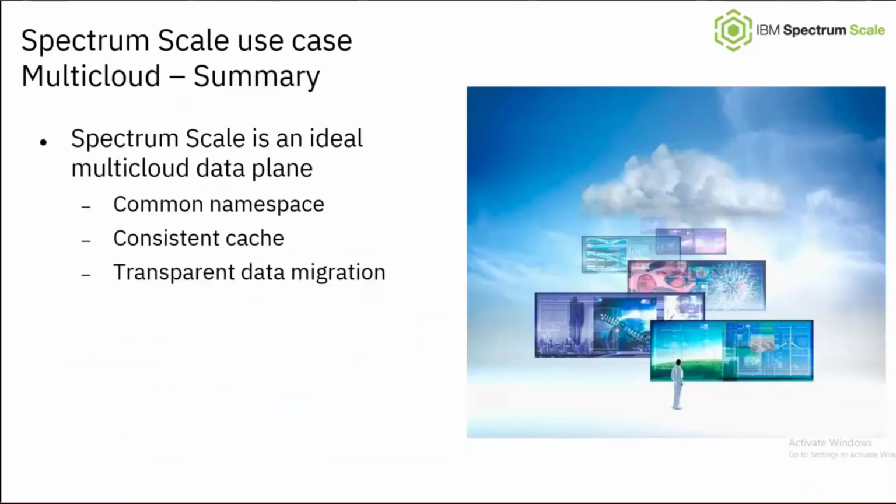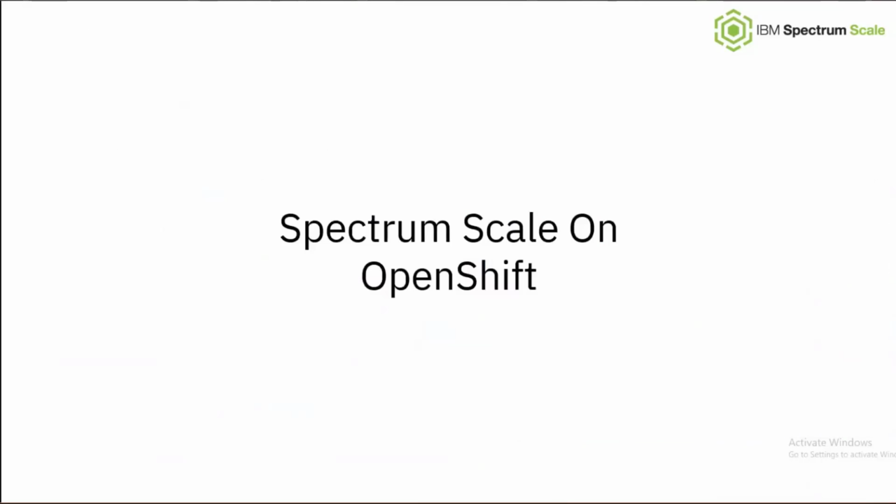So again, Spectrum Scale turns out as a quite good match for multi-cloud data plane. So being the common data plane, common namespace across clouds, and allowing you to transparently migrate or copy over data if required to a remote cloud entity. With that, let me please pass back to Smita for the concluding slides.